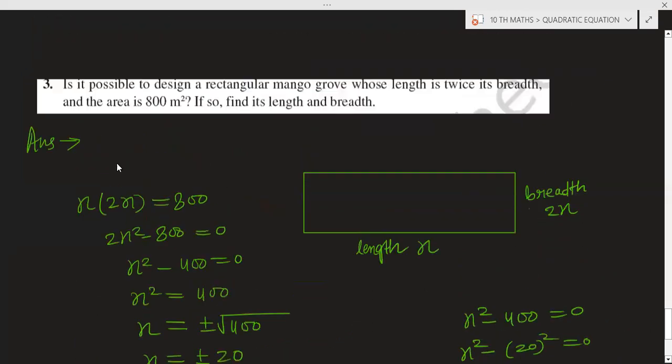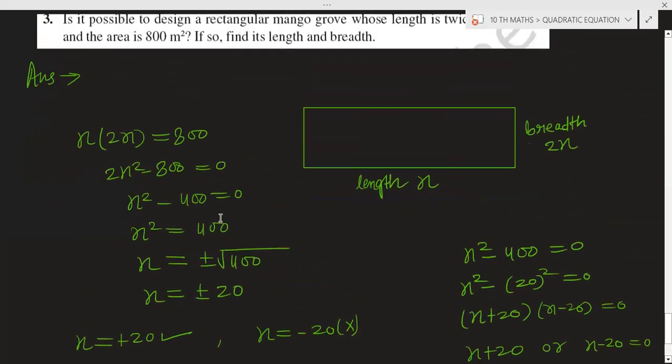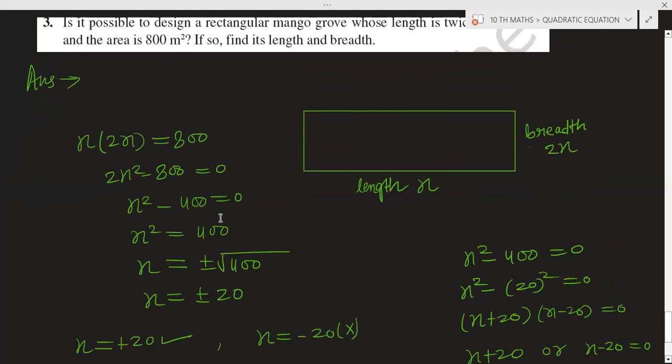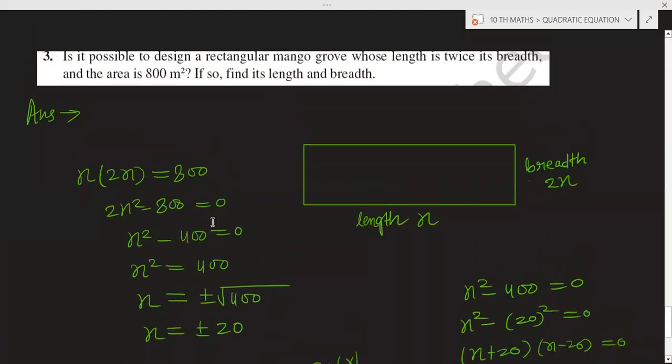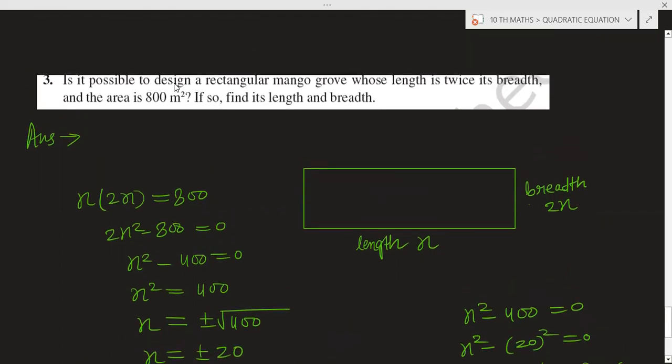Now see here, there are real roots. Plus 20 is a real number, minus 20 is also a real number. So here real roots are possible. So that is why this design is possible.